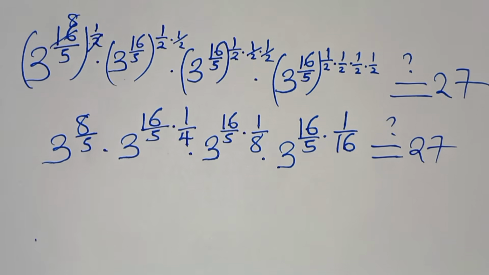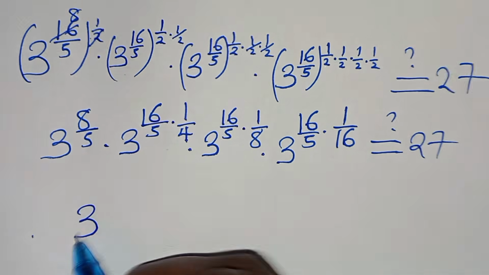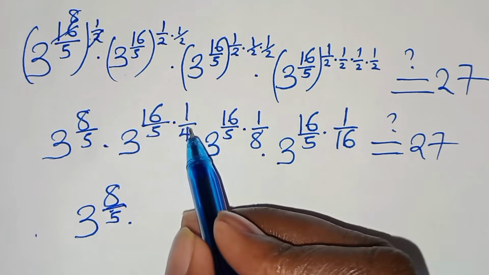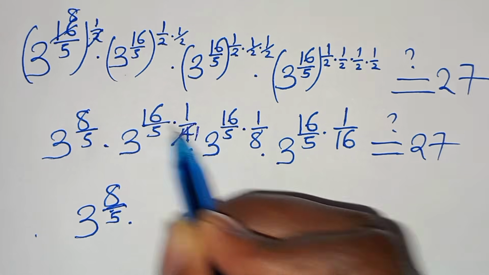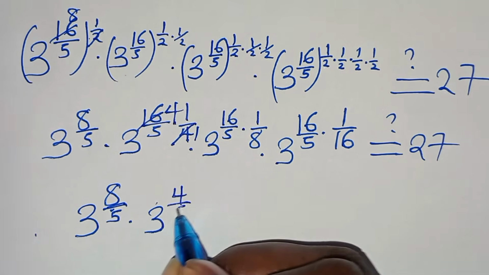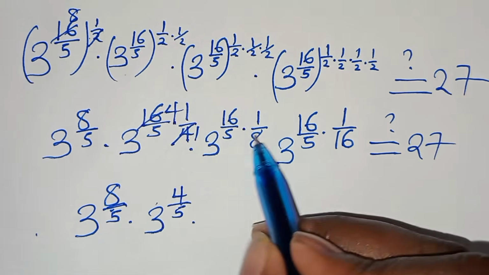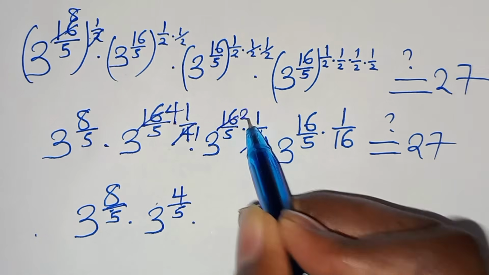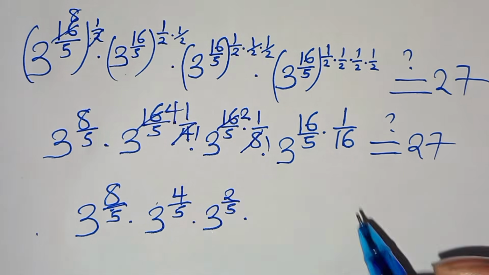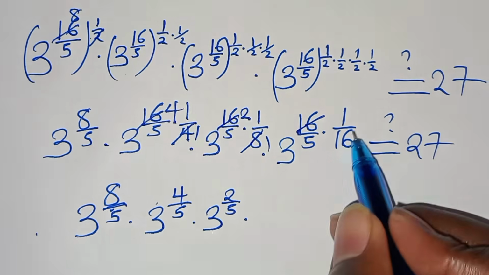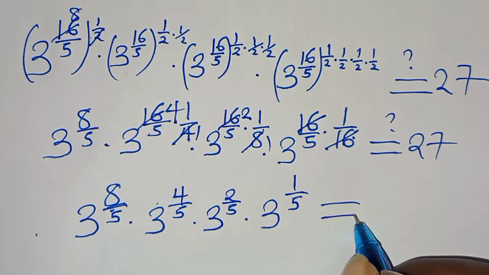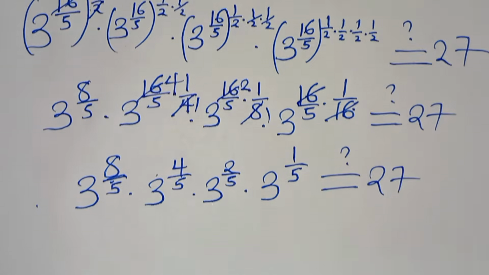So let's simplify here. So we have 3 raised to the power of 8 over 5 times. Now let's simplify again. We have 16 divided by 4. This is 4. So we have 3 to the power of 4 over 5. Then times, let's simplify 16 divided by 8. This is equal to 2. So we have 3 to the power of 2 over 5. Then times 3 raised to the power of 16, 16 and 16 simplify. So we have 3 to the power of 1 over 5. This is supposed to give us a value of 27.